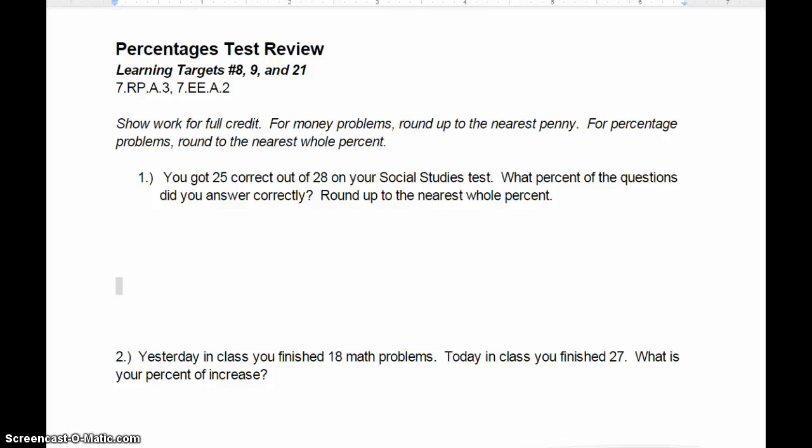This is our percentages test review. You should know these problems backwards and forwards. I mean, you should know them really well. So try to work them out, watch the solutions, pause, go back if you didn't understand something, try them again so you know how to do them.